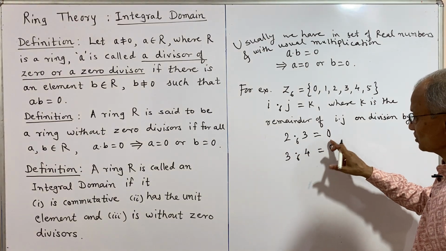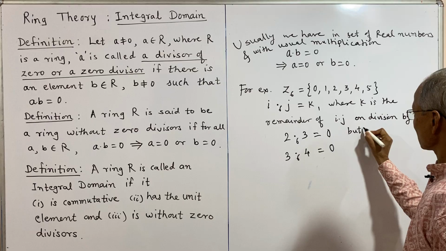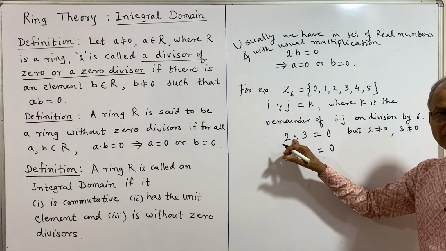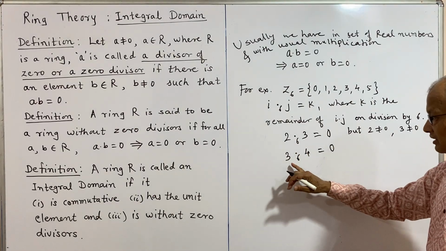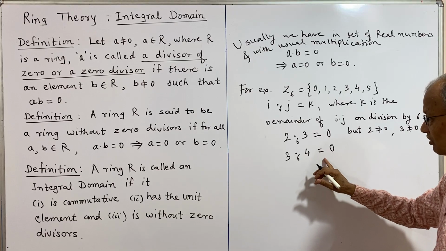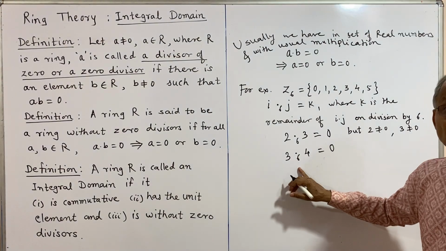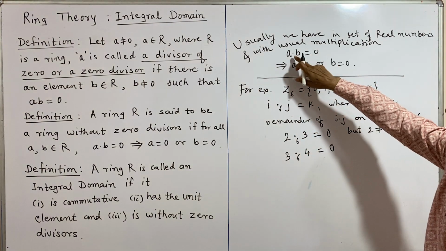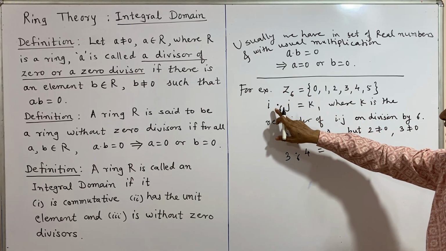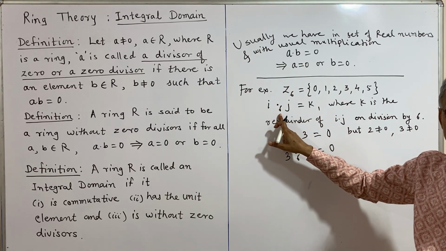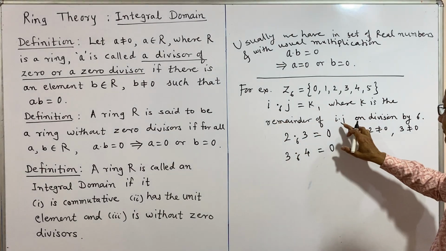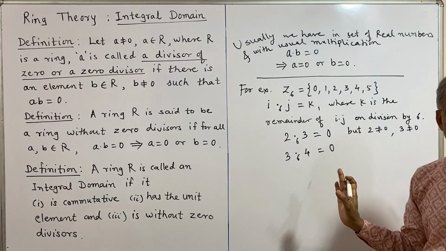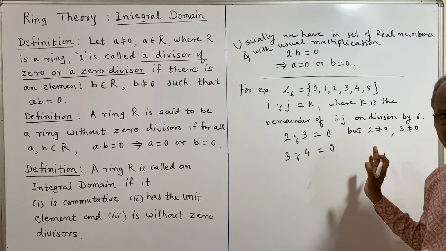2 into 3 is equal to 0, but 2 is not equal to 0 and 3 is not equal to 0, yet their product under multiplication modulo 6 is 0. Here also 3 is not 0, 4 is not 0, but their product 3 into 4 under modulo 6 is 0. This is not the usual product. Usually we have this result for the usual product, and this product we have denoted by dot suffix 6, that is multiplication modulo 6, the remainder obtained when usual multiplication is divided by 6.